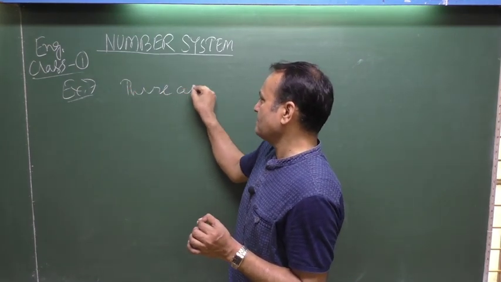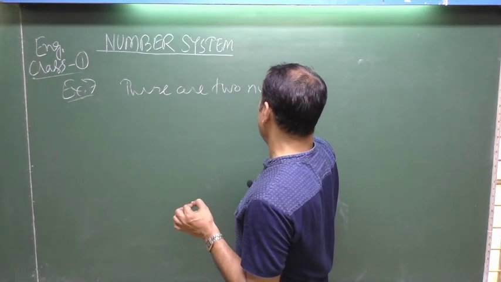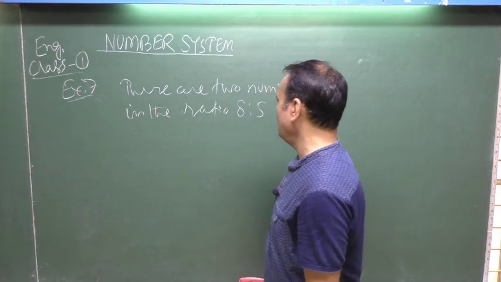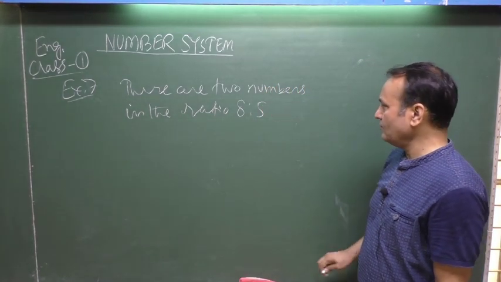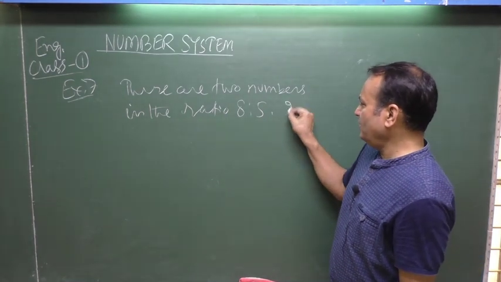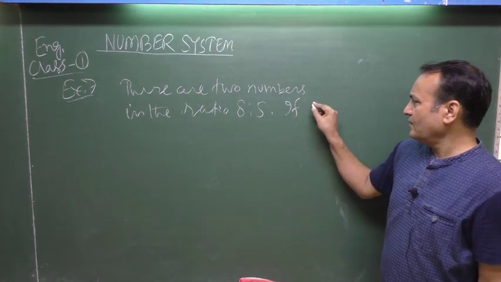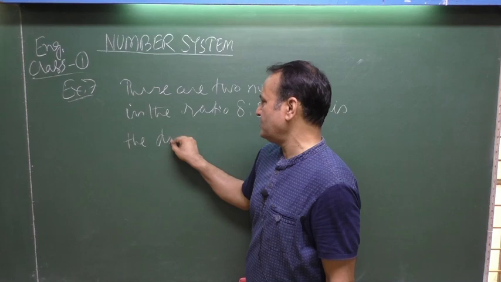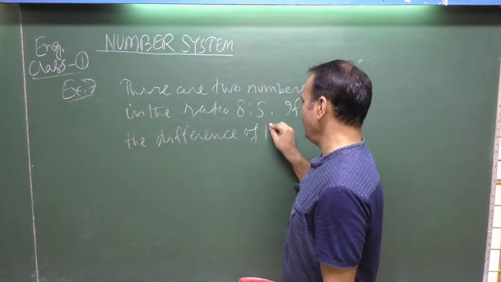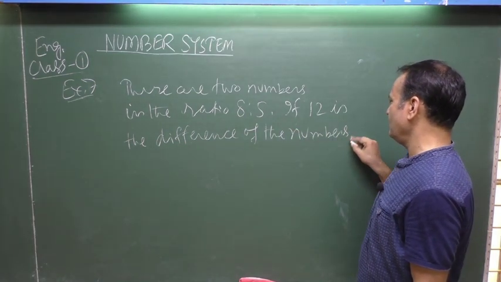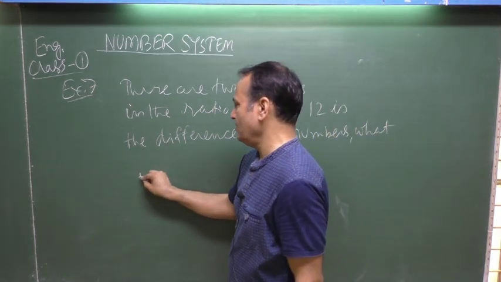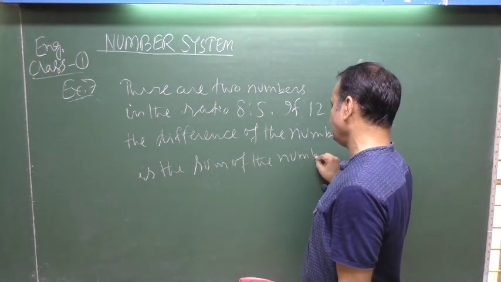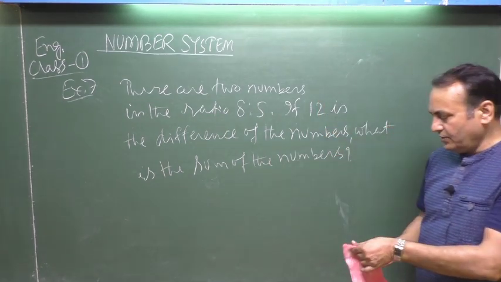There are 2 numbers in the ratio 8:5. If $12 is the difference of the numbers, what is the sum of the numbers? See here. I dictate you question.